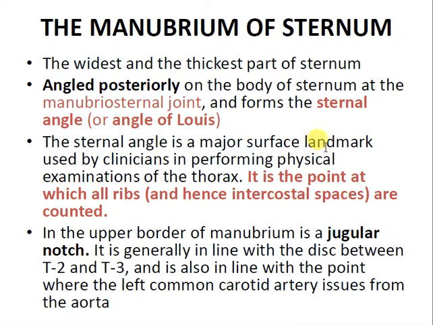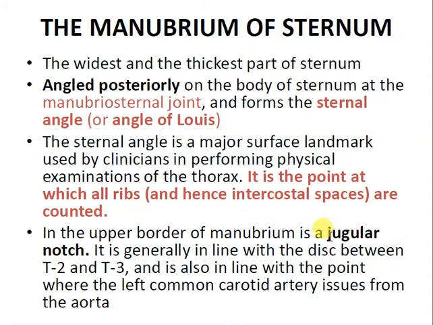Kwa hiyo mtu anapotaka ku count ribs kwa kupalpate, kwa kupapasa, lazima angalie kwanza sternal angle iko wapi. So sternal angle is very important surface marking kwa clinicians ambao wanataka ku count ribs. Kwa sababu gani? Tena kuona huko mbele kuna vitu kama kuchukua pulse rate, unataka kuchukua blood pressure, lazima ujue ribs ya ngapi unaweka kipimo chako. Sasa unapotaka kujua ni ribs ya ngapi unaweka, maana yake lazima ucount. How do you count? The reference point is the sternal angle or the angle of Lewis. So it is very important and it normally appears in MCQ.